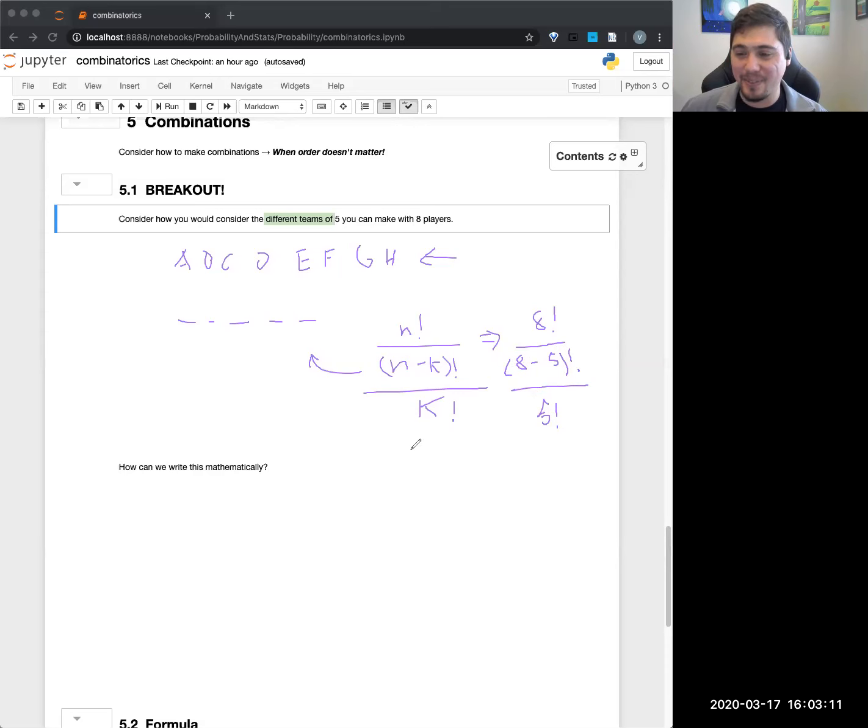But okay, so we have this formula. So let's simplify this a little bit, right? Basically, we have 8 minus 5, which is 3 factorial, right? Which ends up being, I'm just going to try to write this over here.